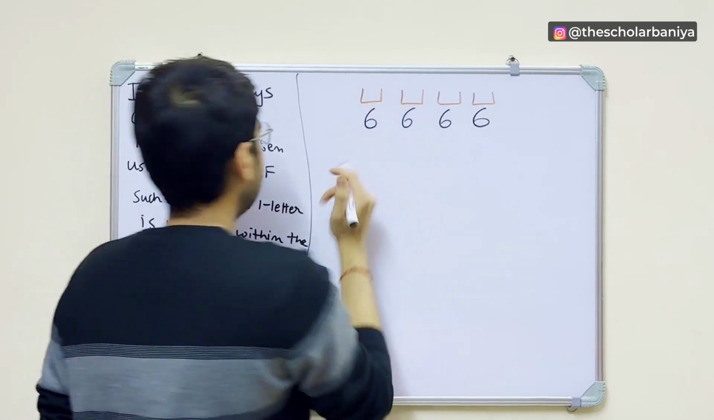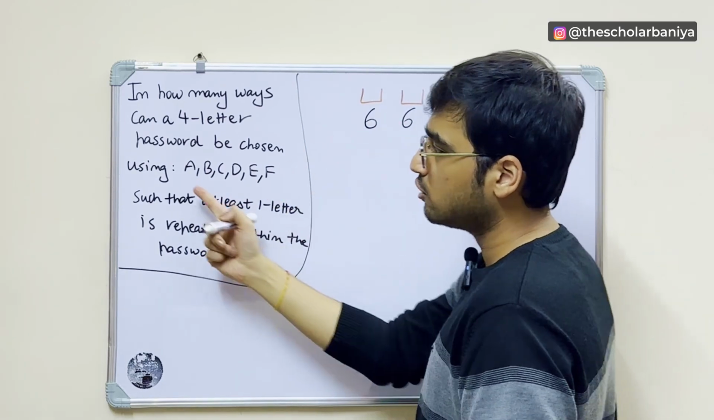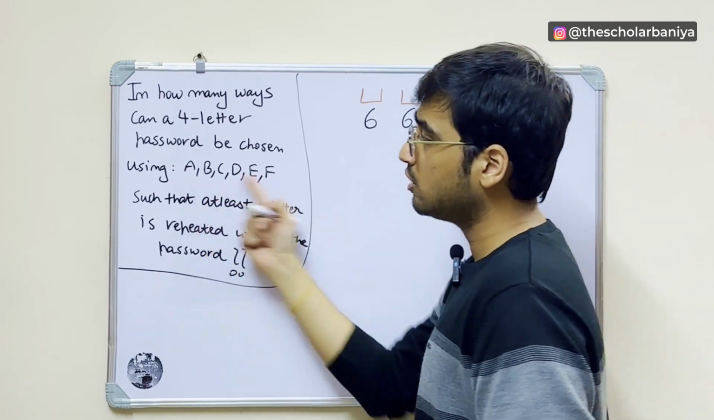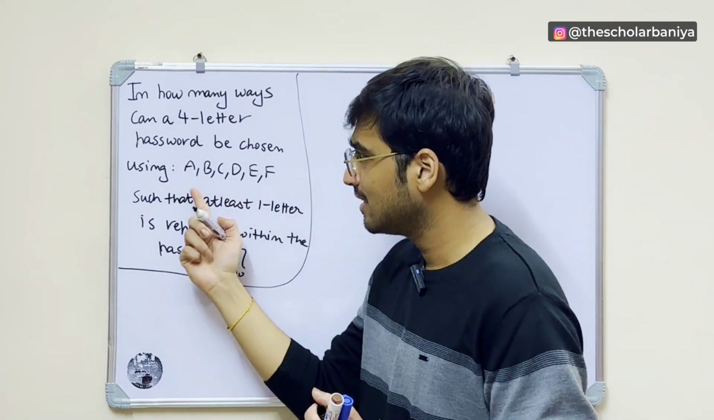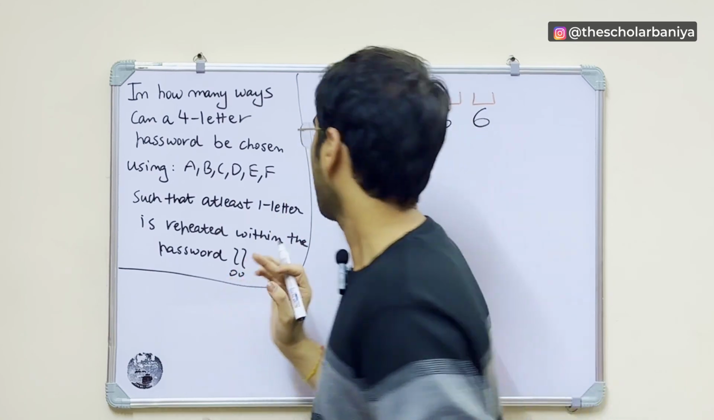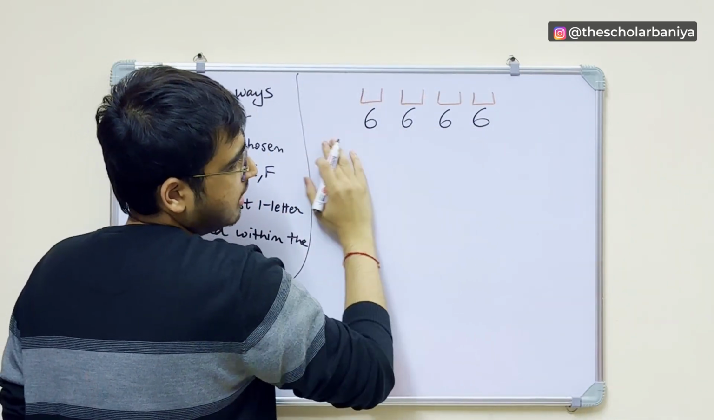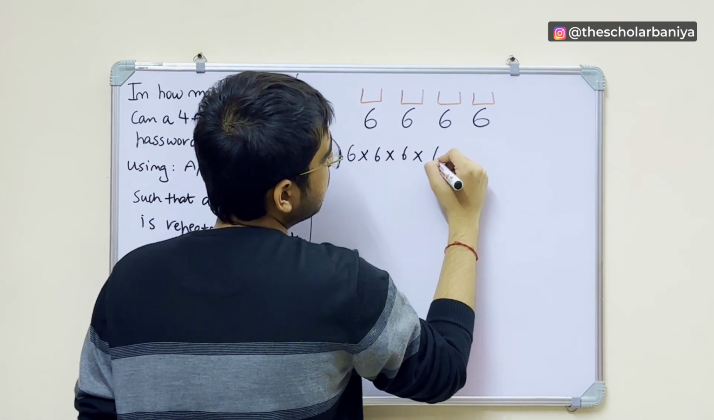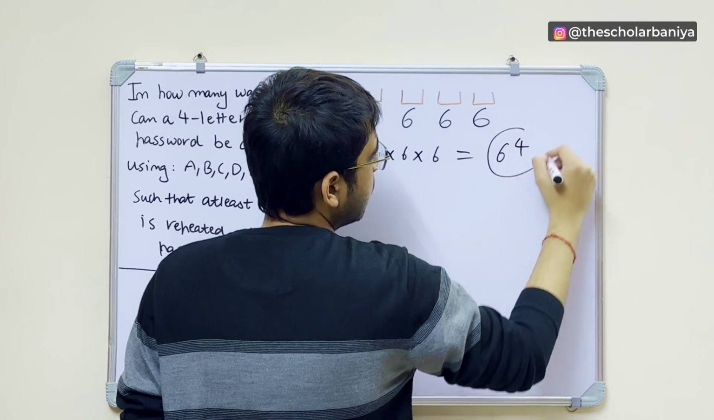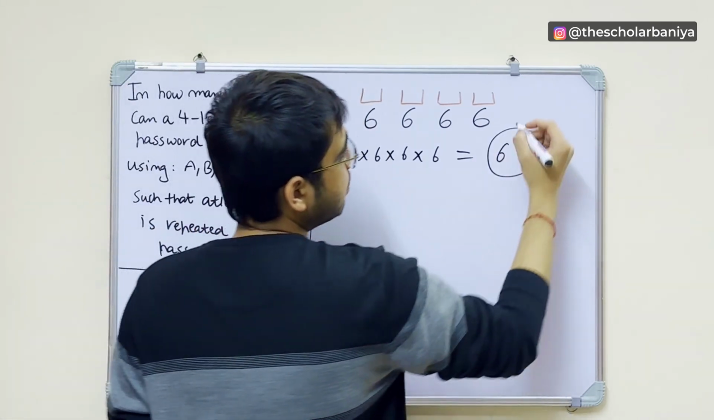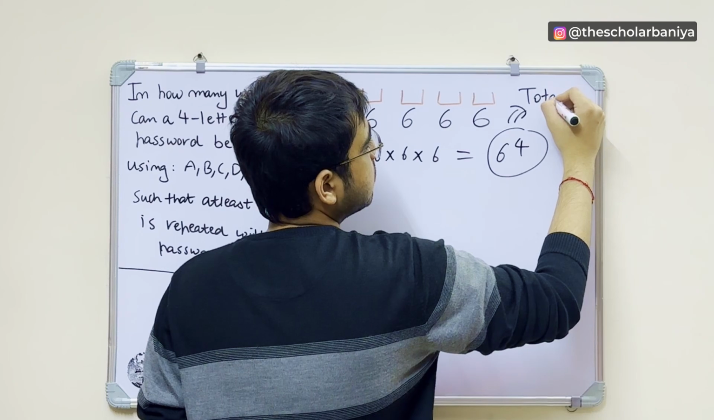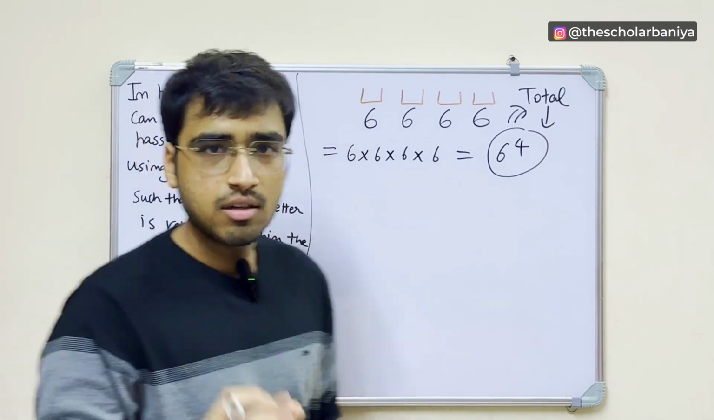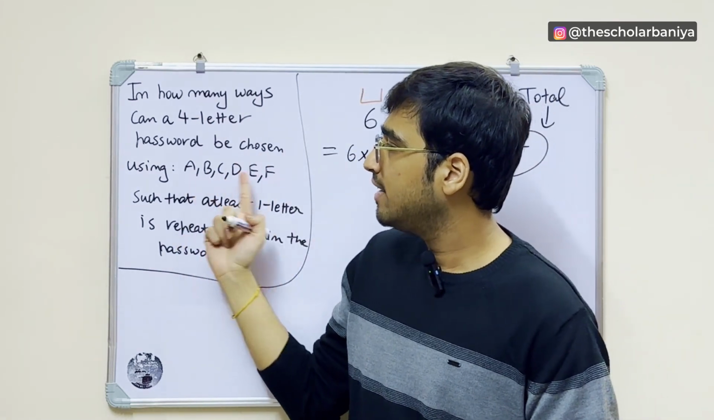These are the total number of cases possible, where in the first place you fill any of these letters, in the second place also, in the third place also, and similarly in the fourth place also you fill any of these 6 letters. So this becomes 6 into 6 into 6 into 6, which is 6 to the power 4. So 6 to the power 4 is basically the total cases, the total passwords that can be generated using these letters.